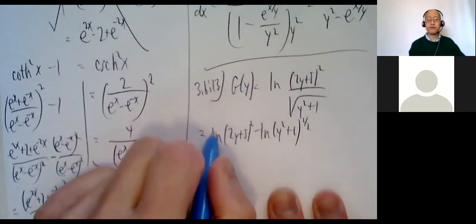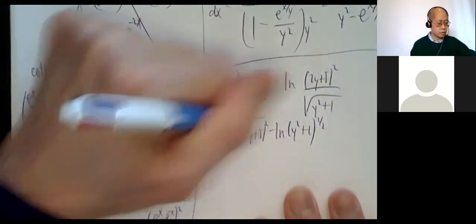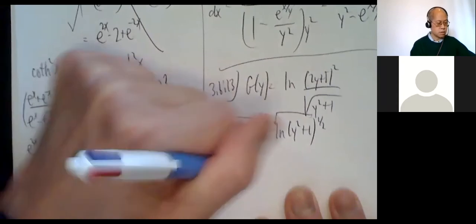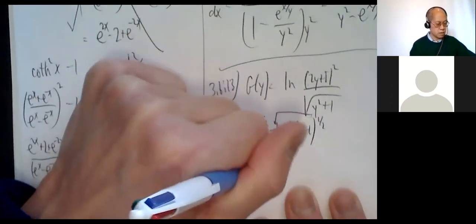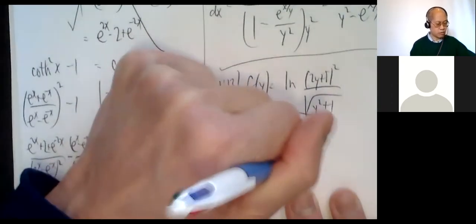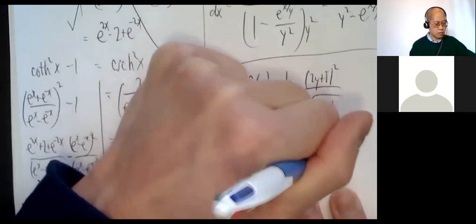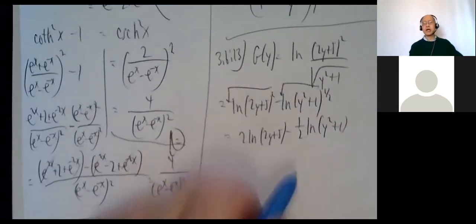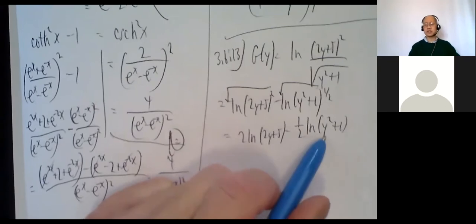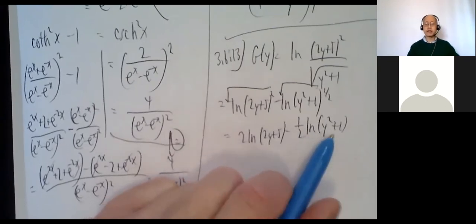And bring the 2 in front and the half in front. So 2 ln(2y + 5) minus 1/2 ln(y squared + 1). In case you're wondering, you cannot simplify ln of a sum. So don't try to distribute the ln here, just leave it alone.